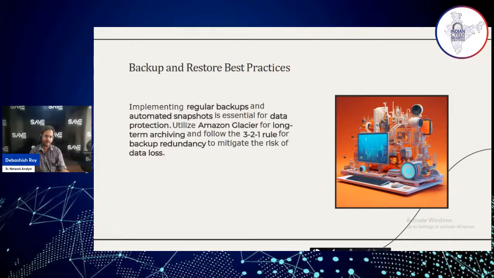Backup and restore best practices. You implement regular backups and automated snapshots. Definitely, you can take snapshots of EBS, or you can say the entire EC2 instance. That is also a kind of backup and is essential for data protection. So you have to utilize Amazon Glacier, a service for long-term archiving, and follow the 3-2-1 rule for backup redundancy to mitigate the risk of data loss.